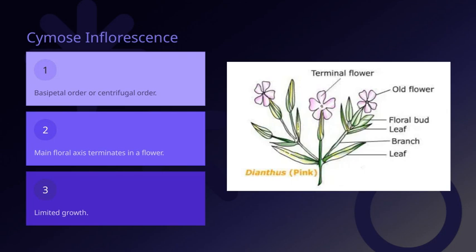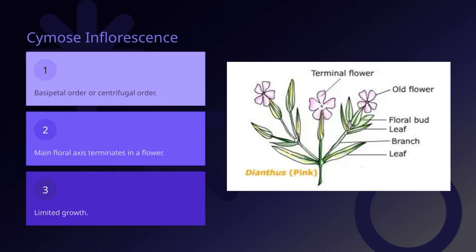Let's take a closer look at this slide. First, we see that the growth is limited, which means the plant's floral axis doesn't keep growing indefinitely. Instead, the main floral axis terminates in a flower, serving as the endpoint of that growth. Moving on, the concept of basipetal or centrifugal order is important here. This refers to the pattern in which flowers develop, starting from the center or base and progressing outward.